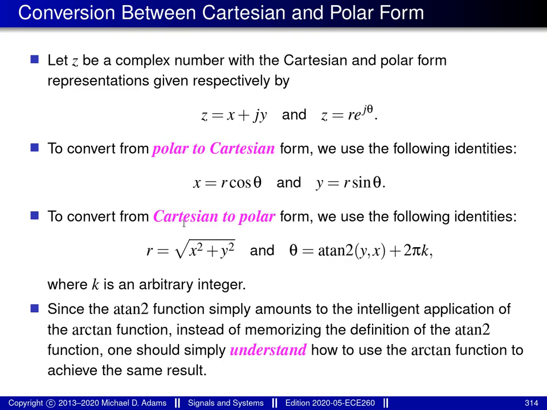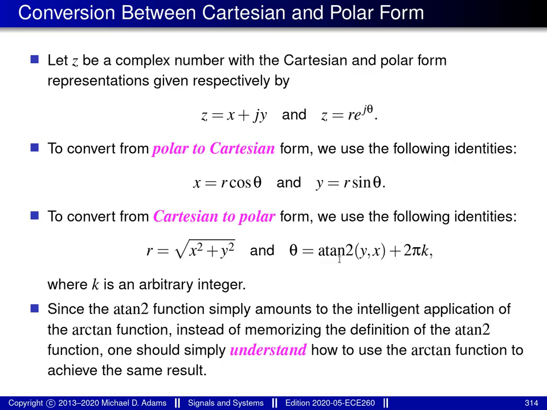To convert from Cartesian form to polar form, we use these formulas here, which involve a square root and the arctan2 function. But again, I would recommend that you don't try to memorize the formula for the arctan2 function. All the arctan2 function is doing is intelligently applying the arctan function. And what I mean by intelligently applying the arctan function is it takes into consideration whether the complex number that you're trying to compute the argument of is in the first, second, third, or fourth quadrant.